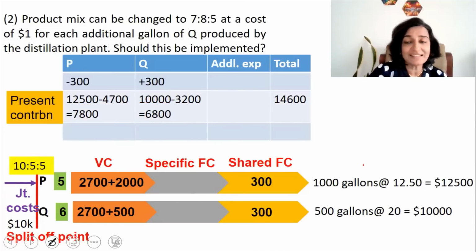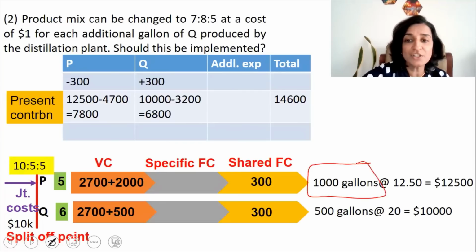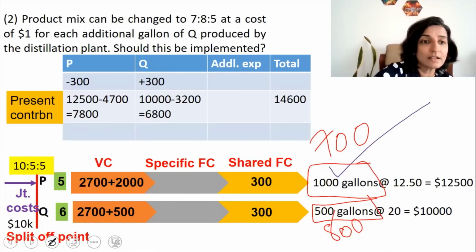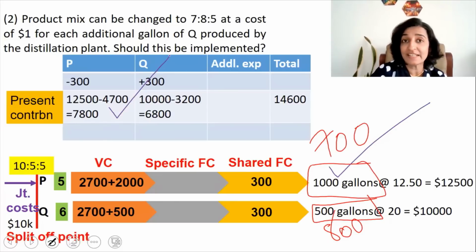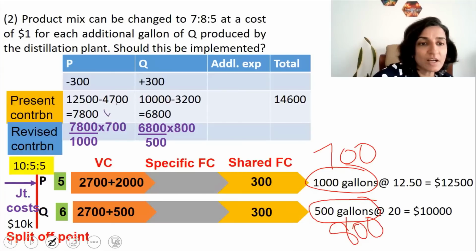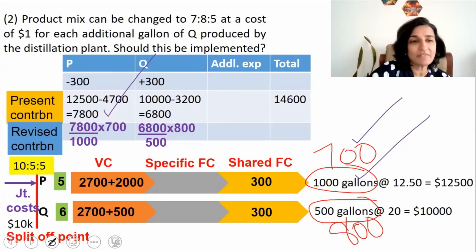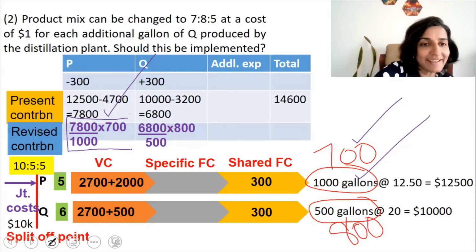Now, if the product mix is revised, instead of 1,000 units, we get 700 units of P. And instead of 500 units, we get 800 units of Q, right? Now listen carefully. For 1,000 gallons, the contribution is $7,800. So for 700 gallons, what is the contribution? It is $7,800 divided by 1,000 gallons multiplied by 700 gallons. So that is what I have written against P.